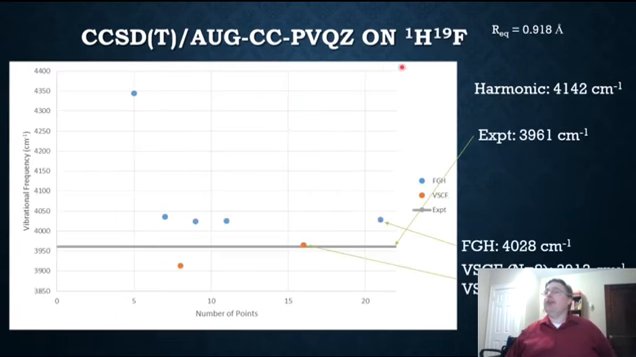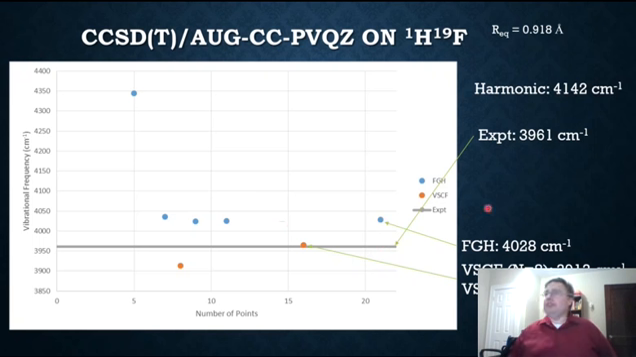The next one we're going to take a look at is HF. So the experimental value is 3961. The FGH method got 4028. That's pretty far off. And the VSCF method got it almost spot on at 3965. So, as you can see from the trend with N, it was unlikely that by adding more points, we're going to get substantially closer to the experimental value. So there's something wrong going on here with these calculations.